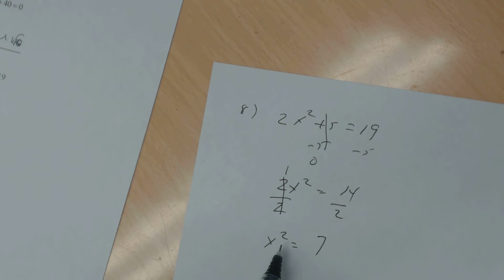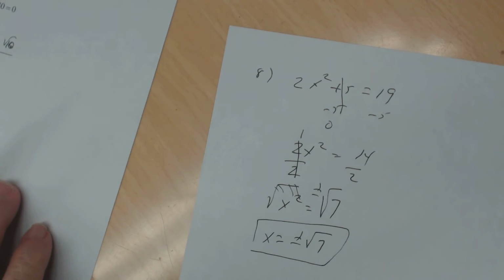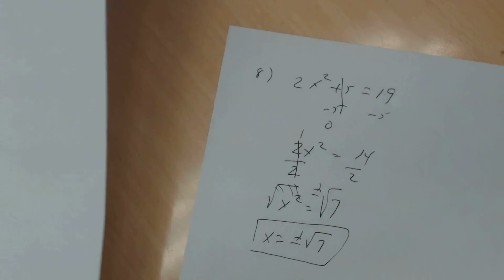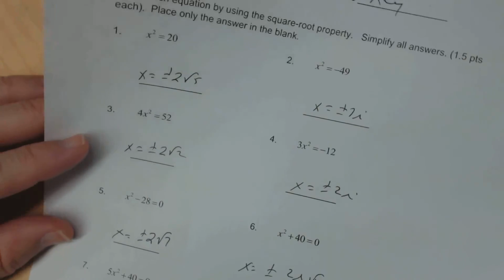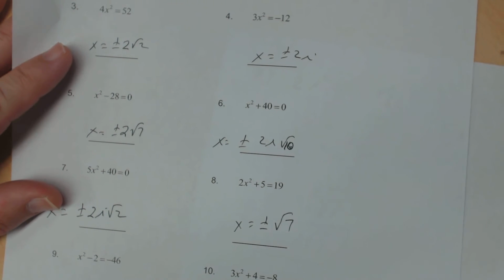Now I'm trying to get x by itself, and right now I'm squaring it. The opposite is to take the square root of both sides, but don't forget that plus or minus. The square and the square root undo each other, so I get x equal plus or minus the square root of 7. There is no perfect square other than 1 that goes into 7, so there's your answer. So number 8, x equal plus or minus the square root of 7.